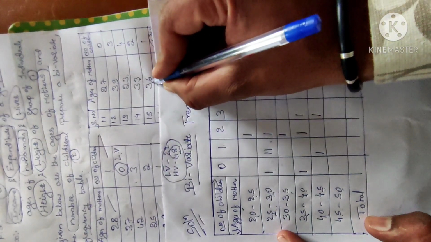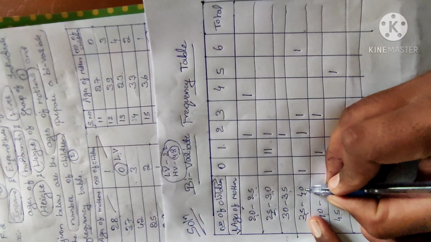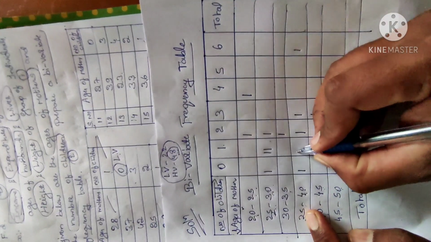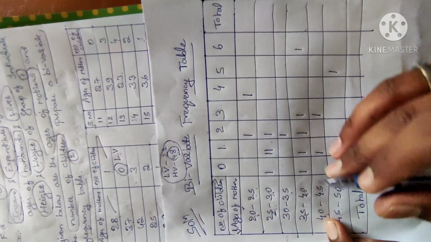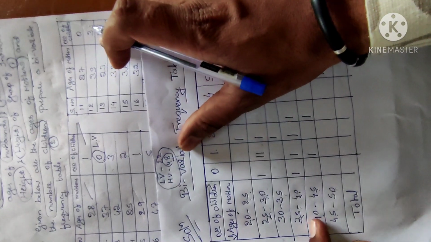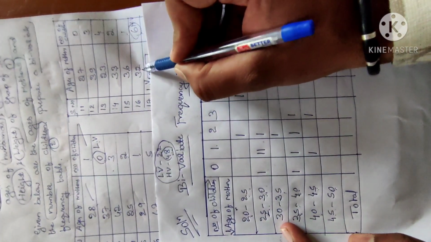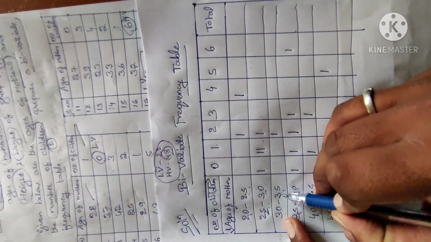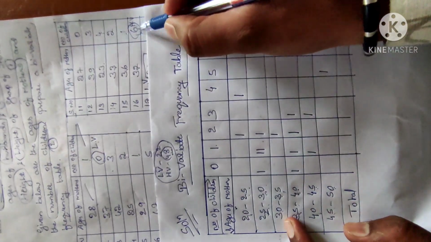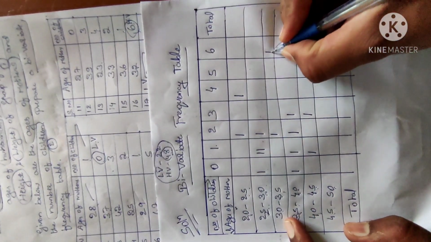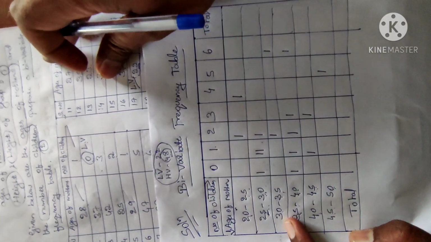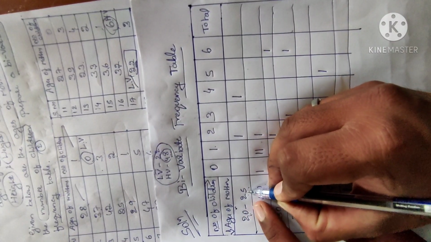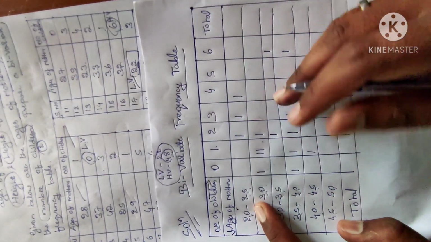Next 36. 36 comes under the 35 to 40 class interval. So the number of children is 1. We should write 1 here. Next, which one is over? 36 is over. Next is 32. 32 comes under the 30 to 35 class interval. The number of children is 6. Next is 22. 22 comes under the 20 to 25 class interval. The number of children is 3. We should write under 3.